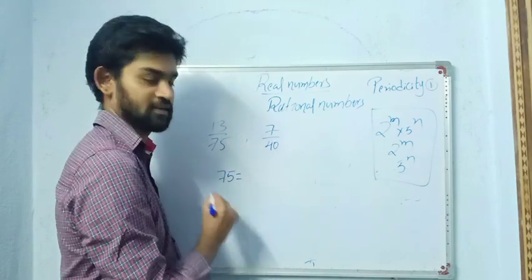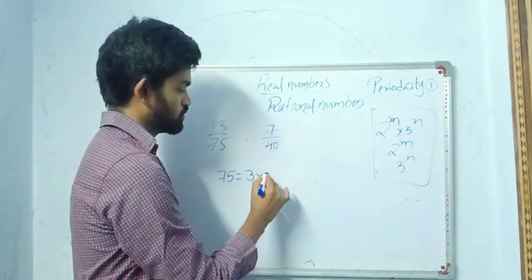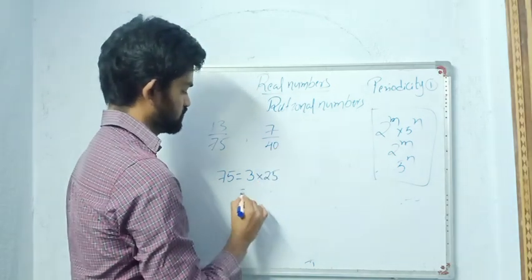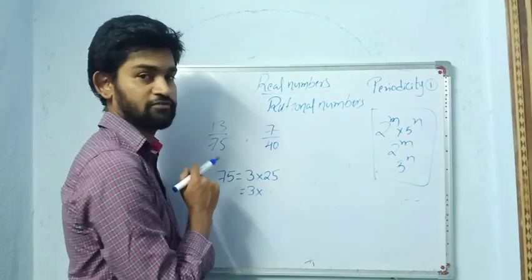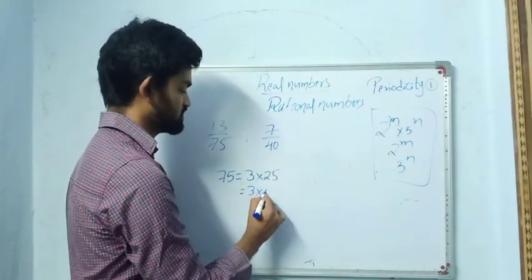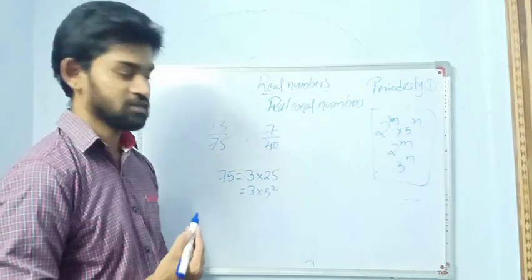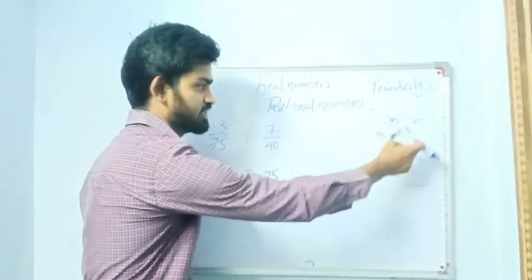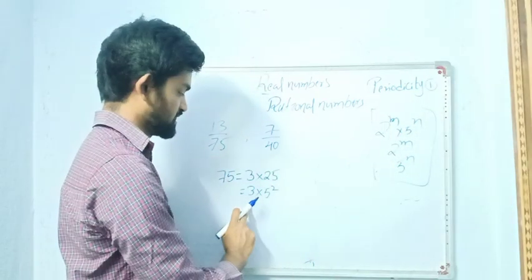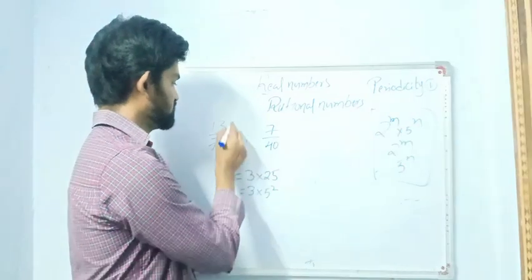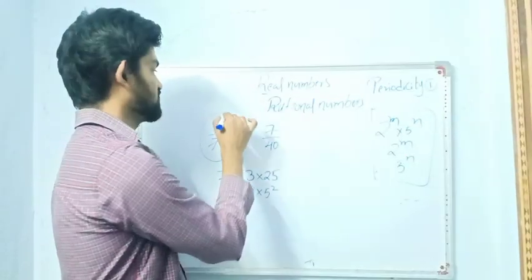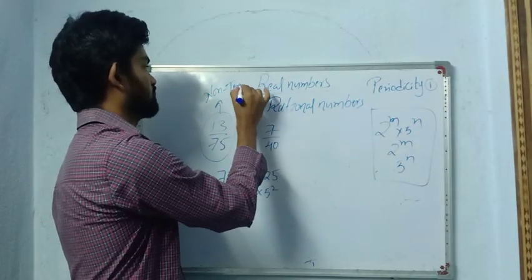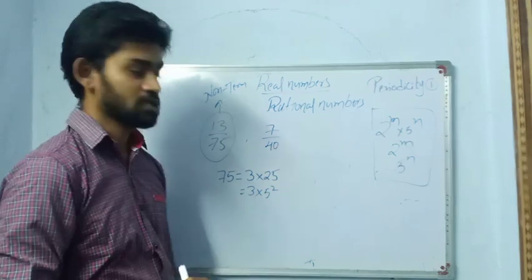Let's see 13 by 75. I will prime factorize 75 as 3 into 25. 25 can be written as 5 square, a perfect square. Now I got 3 into 5 square. See, I did not get these 3 cases; I got 3 extra here. So this rational number becomes a non-terminating rational number.